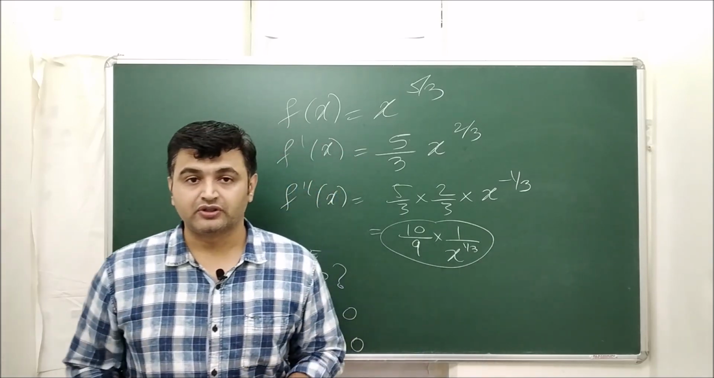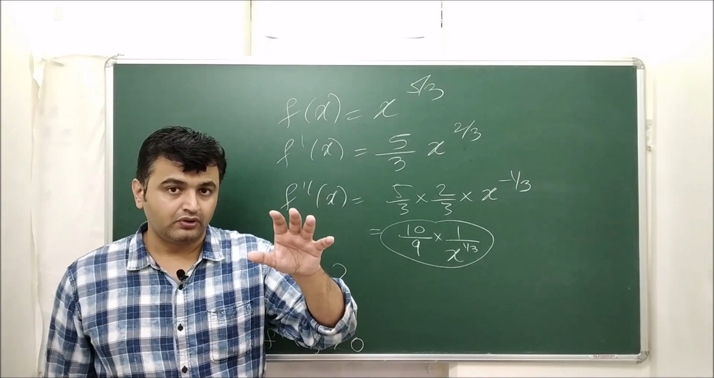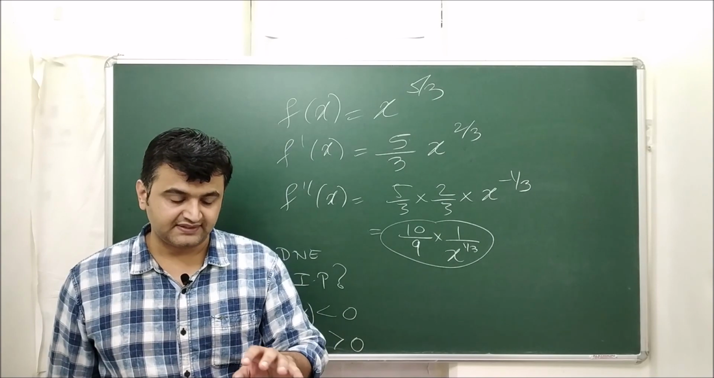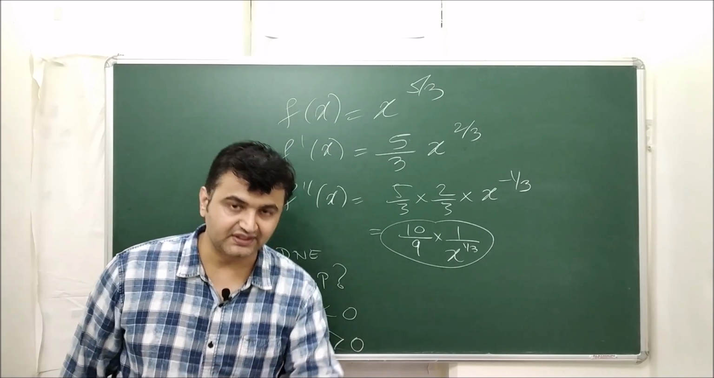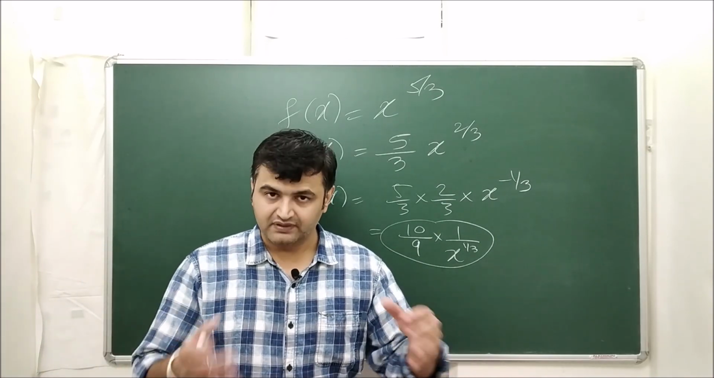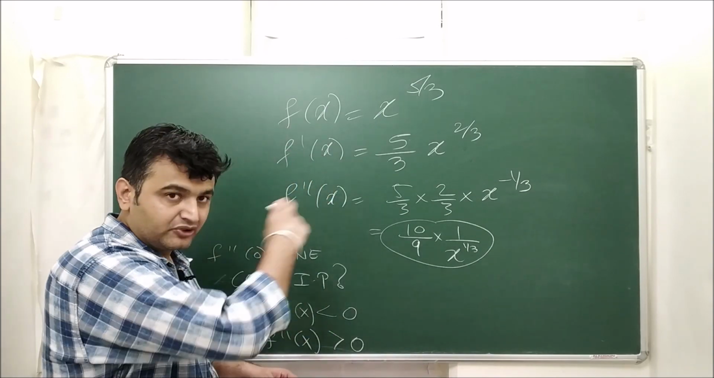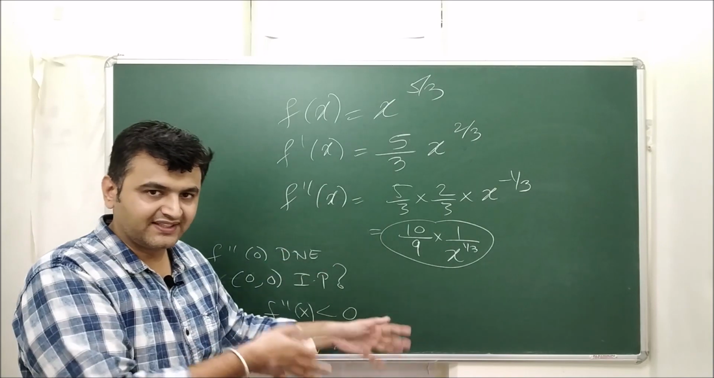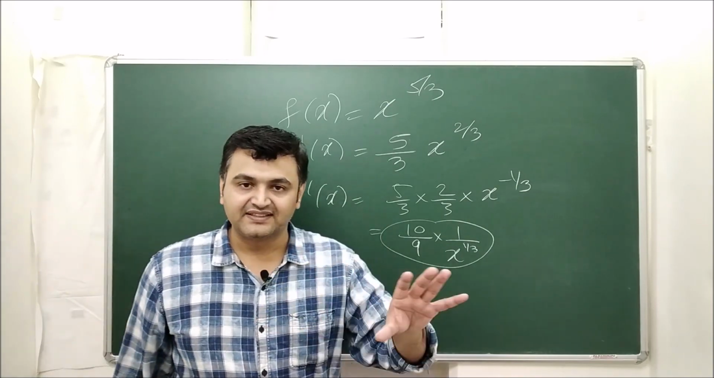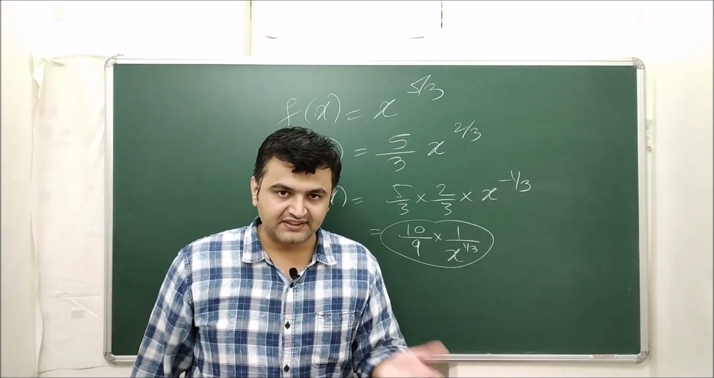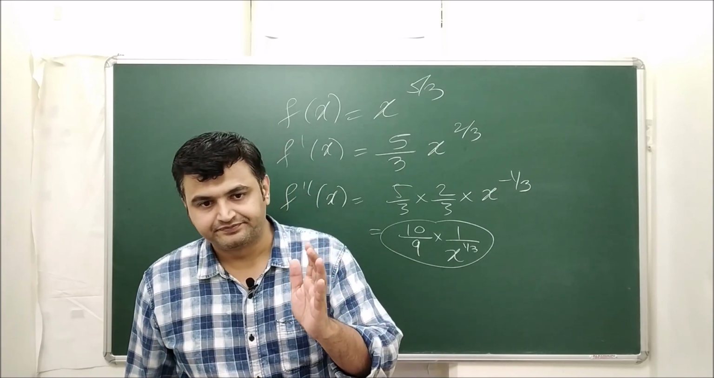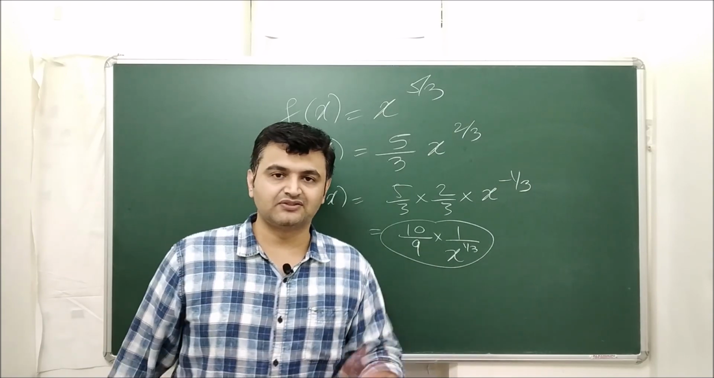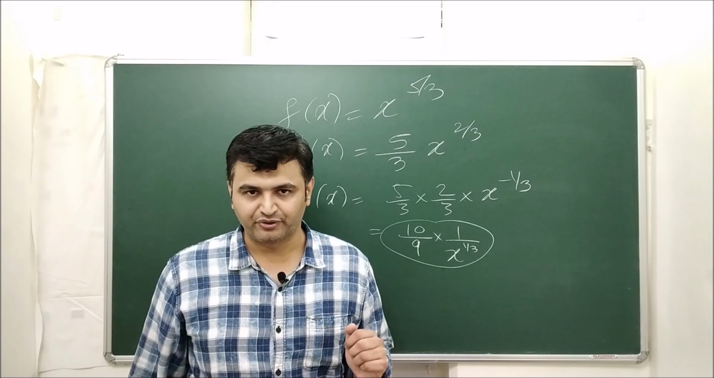So the ultimate upshot is, whenever a function is given to you, you find the double derivative and see at which point the double derivative is 0 or does not exist. Once you have that, you draw a table. I will show you in the last example. We will see that you just check if the sign is changing, it's an inflection point. If the sign is not changing, it's not an inflection point.